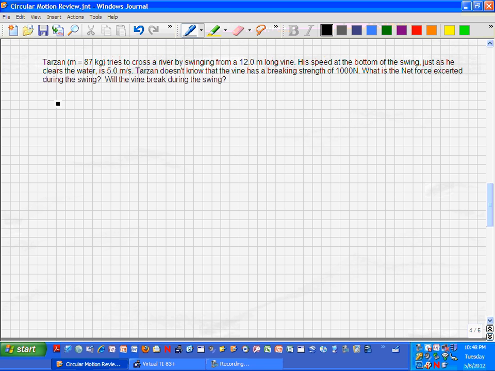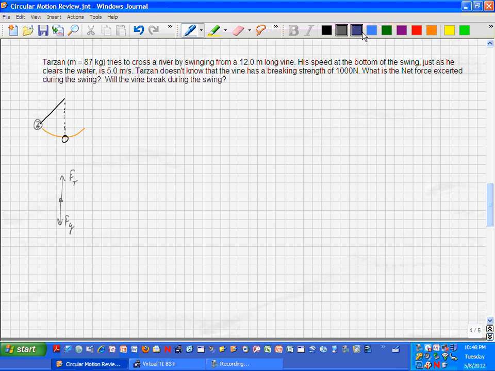We've got Tarzan, simplified to a nice little circle here. There's Tarzan, and Tarzan is swinging. And at the bottom of his swing, we know his speed is 5 meters per second. That's the critical spot. So we're going to do a force diagram at this spot. Here's Tarzan. We've got F_G, and we've got the tension force.